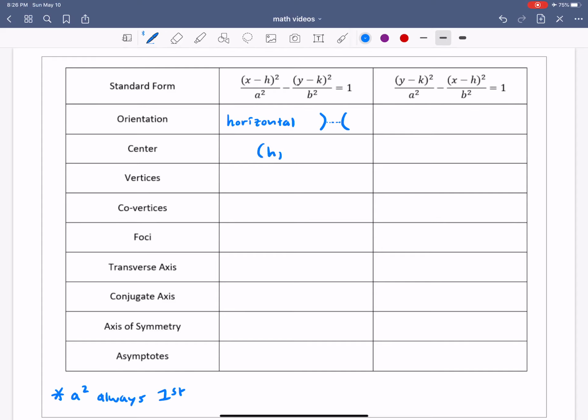Now, the center. The center here, just like it always has been in Chapter 9 and much of Algebra 2, will be at (h, k). Now for the vertices, you have to remember which letter you use to find the vertices. Do you use a, do you use b, or do you use c?